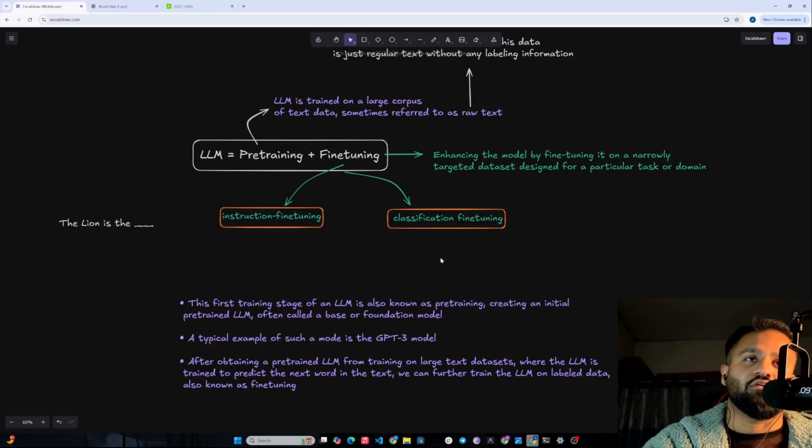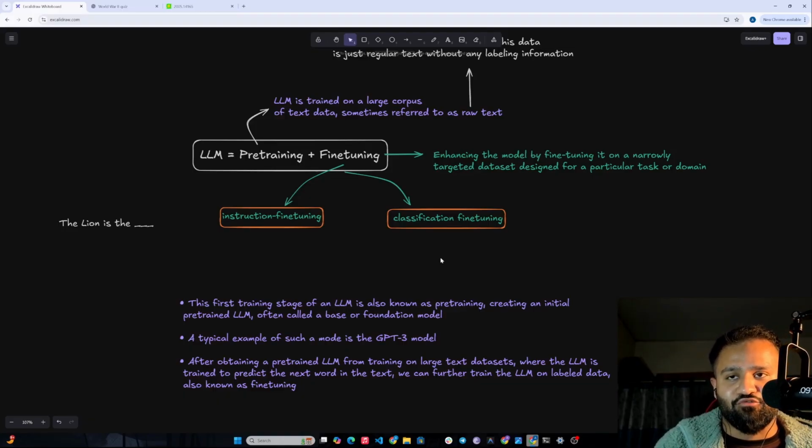Like you can also do object detection with this if it is a VLM, but it is not. It is a large language model, so you can only classify things like fraud detection and something like that. So unlike pre-training, fine-tuning requires a labeled data set. That's it for the fine-tuning part.